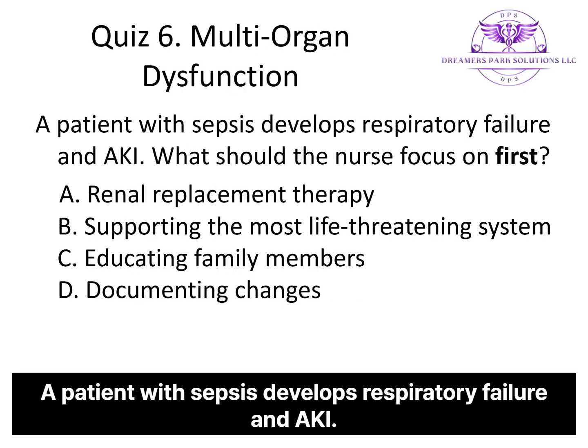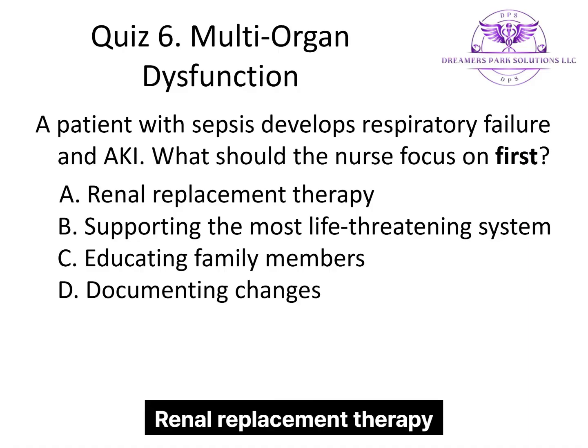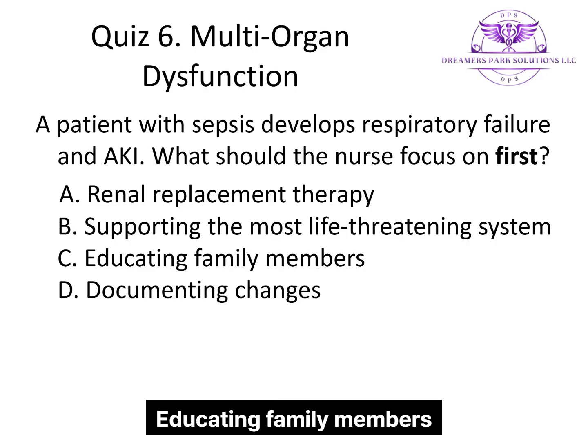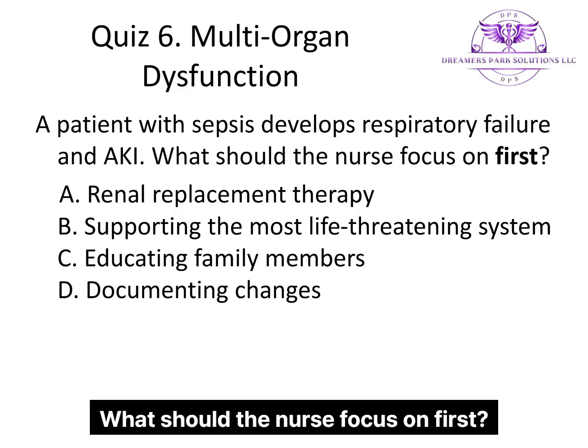A patient with sepsis develops respiratory failure and AKI. What should the nurse focus on first? A. Renal replacement therapy. B. Supporting the most life-threatening system. C. Educating family members. D. Documenting changes. This patient has sepsis with respiratory failure and acute kidney injury. What should the nurse focus on first?